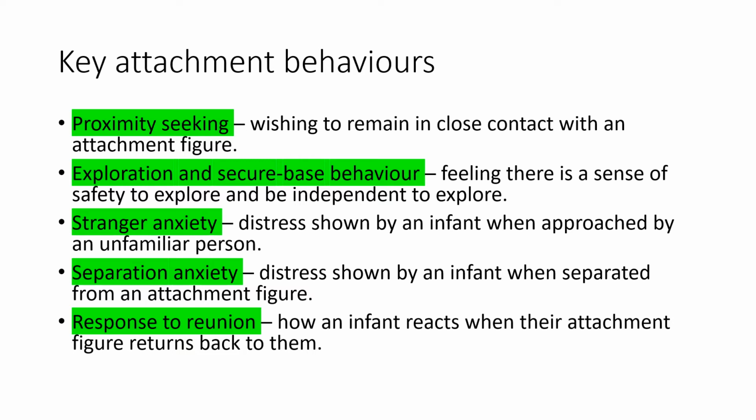We have stranger anxiety. So this is the distress that is shown by the infant when they are approached by an unfamiliar person, so it's not their primary attachment figure. You also have separation anxiety. So this is the distress shown by an infant when they're separated from an attachment figure. So they're apart, they're not together, not in the same room. And you've also got response to reunion. So this is how the infant reacts when their primary attachment figure returns back to them. They're back in the room with them, how they respond in that situation.